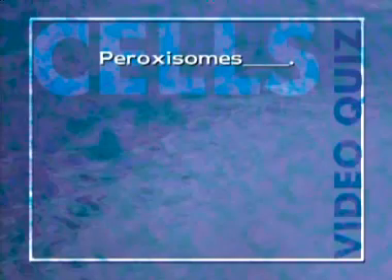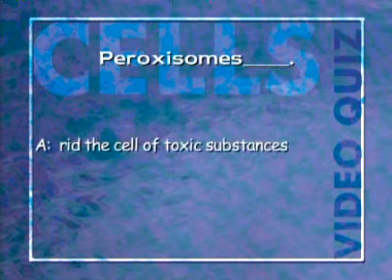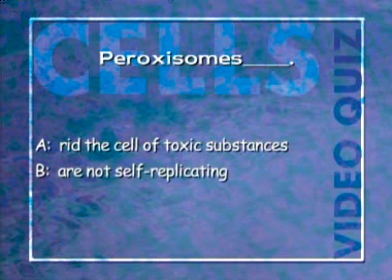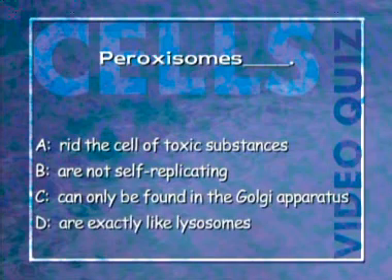Round 'em up, cowgirls and cowboys. We're nearing the end. Try your skills out on this. Question 17. Peroxisomes, A. rid the cell of toxic substances, B. are not self-replicating, C. can only be found in the Golgi apparatus, or D. are exactly like lysosomes. You handled that like old cow hands. Write your answer down, and I'll see you later.